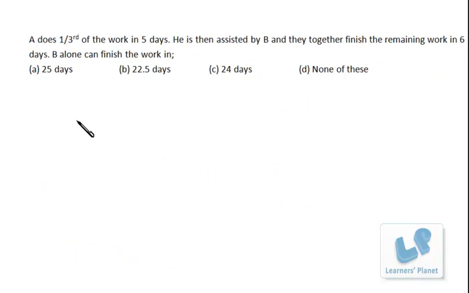A does 1/3 of the work in 5 days and he is then assisted by B and they together finish the remaining work in 6 days. B alone can finish the work in how many days, that we have to find out. Now just see, A is doing 1/3 of the work in 5 days. So to do 1/3 of the work he's taking 5 days. That means to complete the task A will take 15 days.